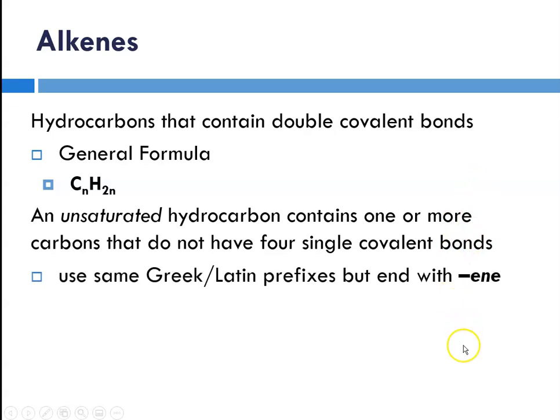We use the same Greek and Latin prefixes, but we end them with the -ene ending. For instance, if there were three carbons in the longest chain, it would be a prop- prefix, and if it has at least one double bond, it would be propene. If it was a four-carbon chain and it had one double bond, then it would be butene, and so forth.